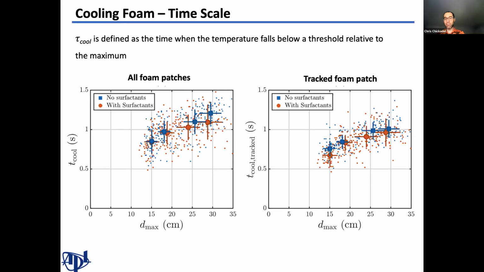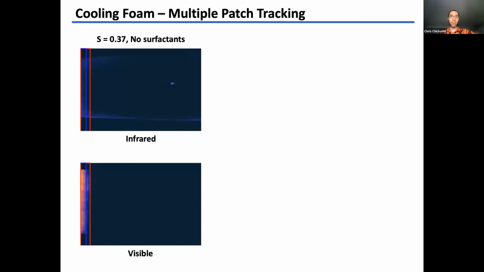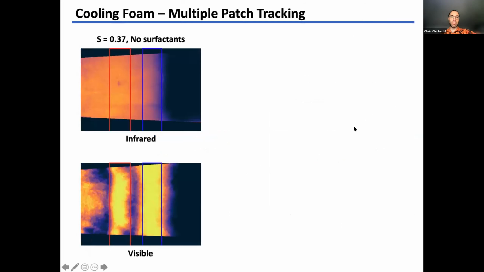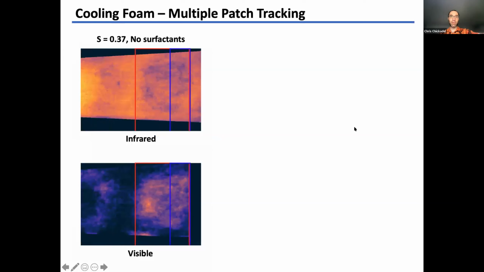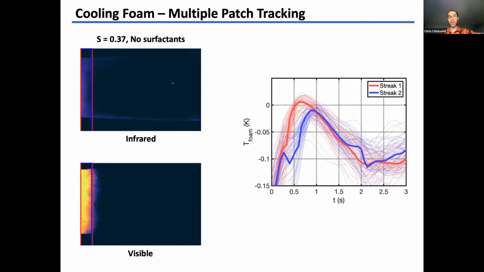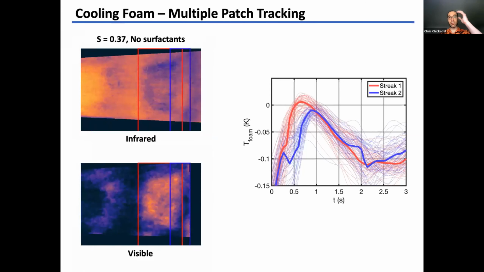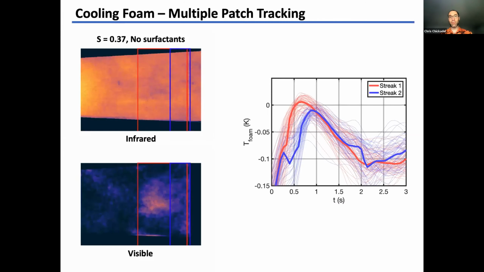So that gives us some hope that we could use that in the future to examine the heterogeneity of the plume structure underneath a breaking wave. This is just an example of Naeem then tracking multiple patches and showing the time evolution of the temperature of the foam between those.